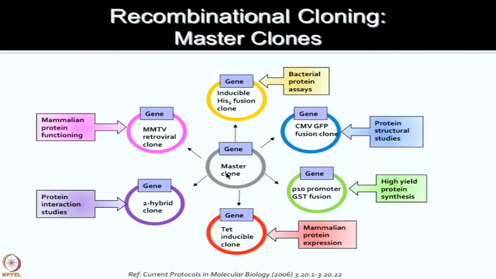So, what you see here is that from your master clones, the gene of interest could now be moved to another expression vector which is used for bacterial protein assays. You can also move them to CMV GFP fusion clones for protein structural studies, or you can move them for high-yield protein synthesis work, mammalian protein expression work, protein interaction studies or mammalian protein functioning. You can use different types of vector backbones and move your gene of interest to any of them in a single reaction. The beauty of this is that your reaction is very efficient and the gene is just going to replace the cassette.